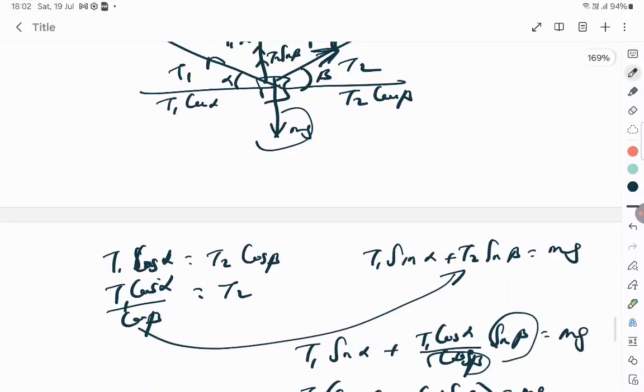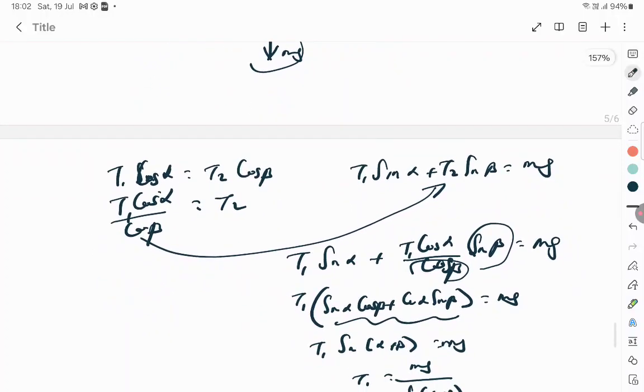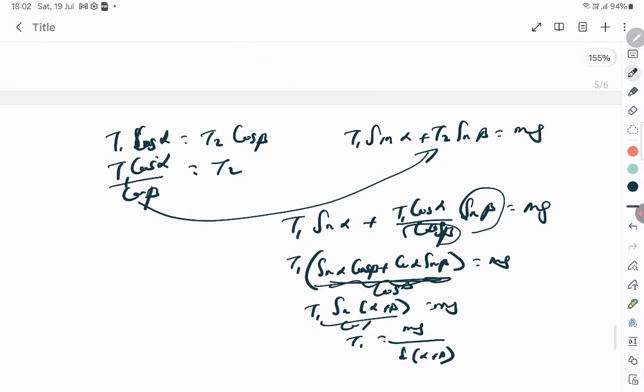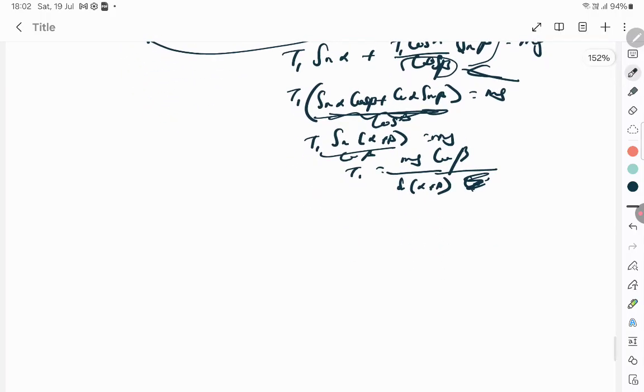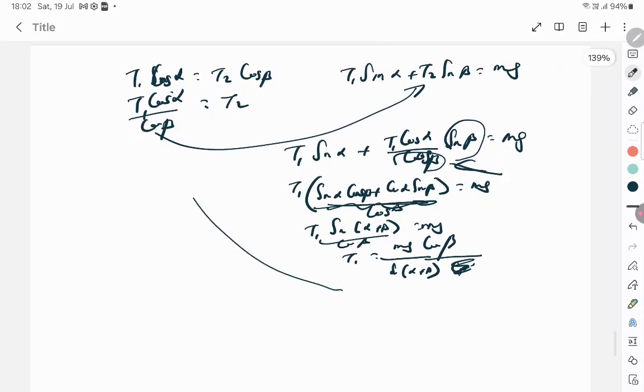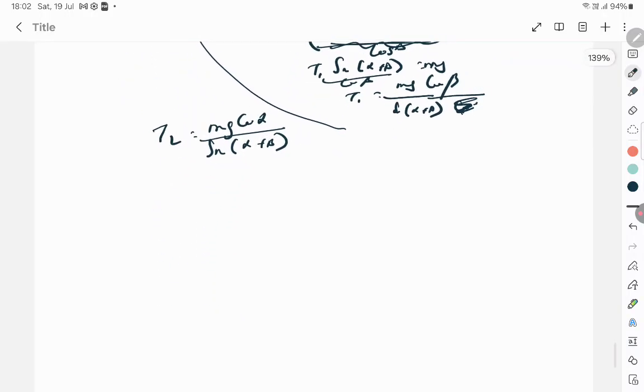Up is equal to down, then substituting this value in T2. When you take LCM, you still have a cos beta down, which I forgot. So when T1 is taken out, mg into cos beta will come. That's something I forgot. There's still a cos beta even after taking LCM. So that completes this: that's T1. On substituting this value of T1 here, you can find the value of T2, which is given as mg cos alpha by sin alpha plus beta. Substitute and see. These are the two answers you should get.